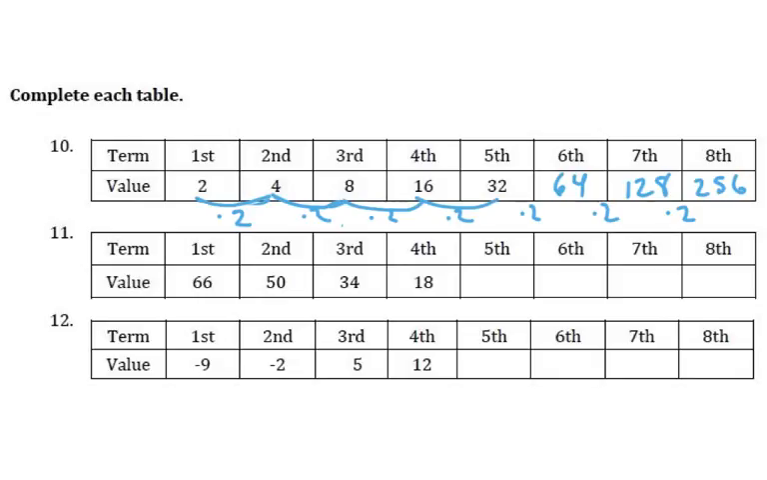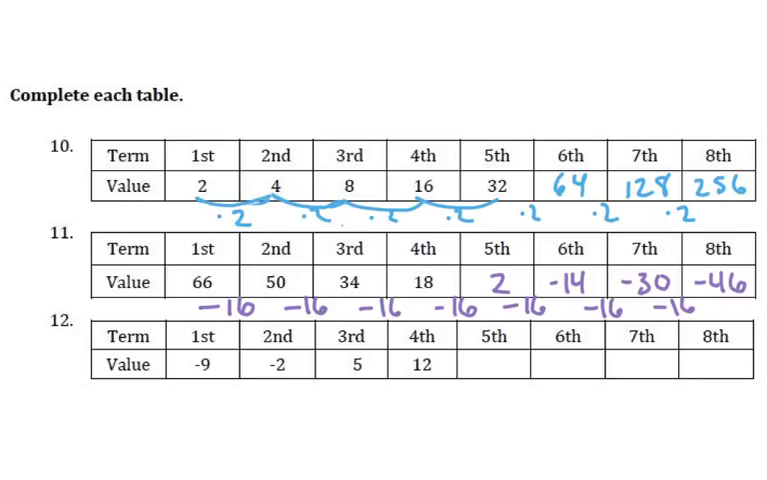Number 11. 66 to 50 to 34 to 18. Well, 66 to 50, we're what? Subtracting 16. Does subtracting 16 give us 34? Yes, it does. Subtracting 16, 18. So subtract 16 would give us 2. Subtract 16, negative 14. Subtract 16, negative 30. Subtract 16 last time, negative 46.